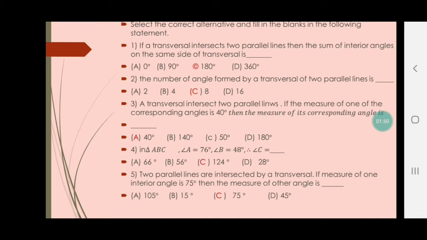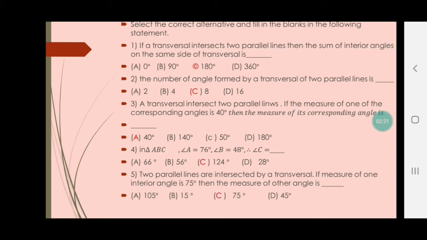Then the next one, that is the fourth one. In triangle ABC, angle A is given to us as 76 and angle B is given to us as 48. We are supposed to find angle C. Now we all know the sum of all the angles of a triangle is equal to 180 degrees. So we have to add angle A plus angle B, and subtract that whole thing from 180 degrees. So your answer turns out to be 124 degrees.